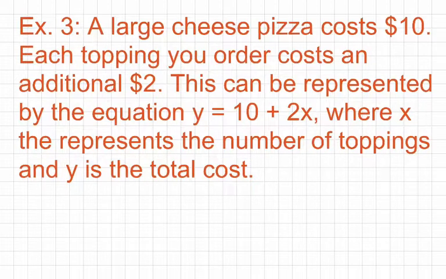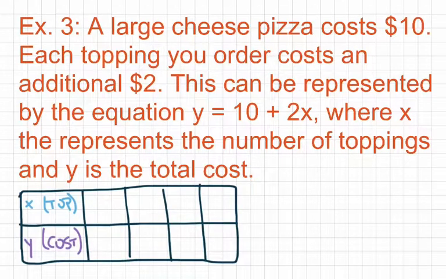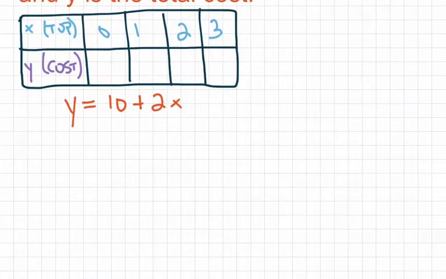So let's go ahead and make our table. I have my table, and for my toppings, I'm just going to choose 0, 1, 2, and 3. I could keep going with the table, but really if you're getting more than 6 toppings on a pizza, you're just getting too many toppings on a pizza. So now what we need to do is figure out the cost. I rewrote my equation below the table, and again I'm going to substitute in my x values from the top row for x, solve for y, and then write those values in the bottom.